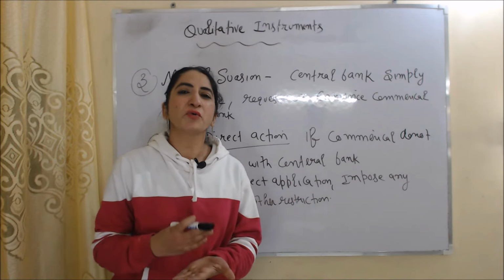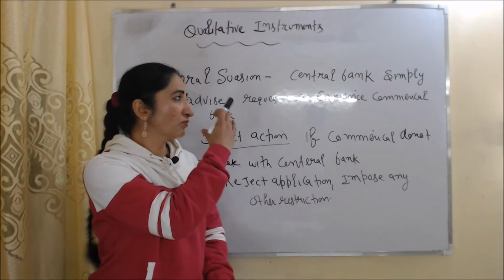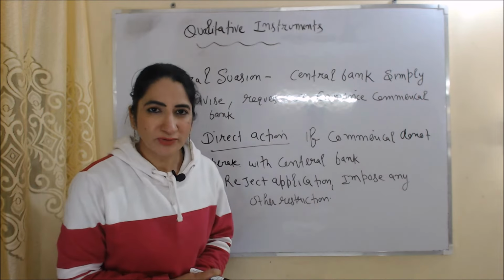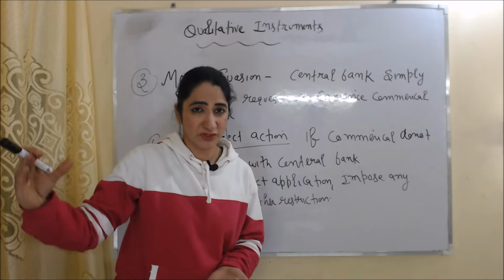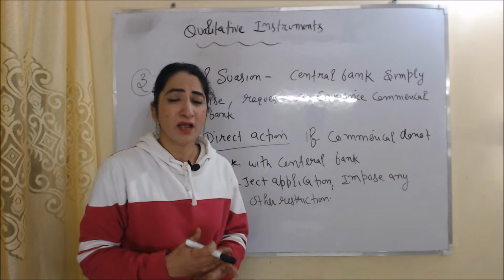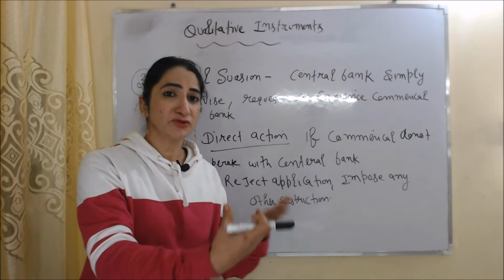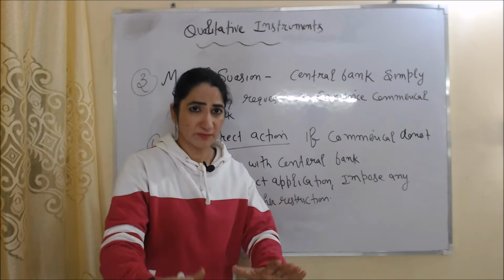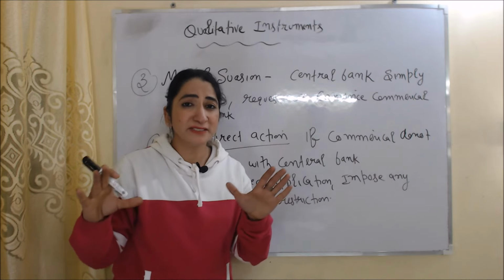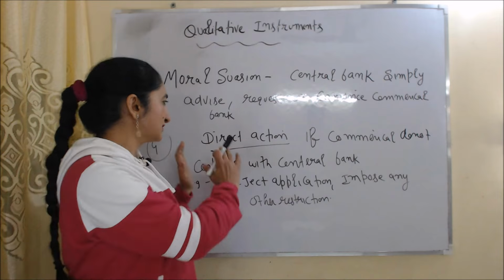Now we are going to talk about the next qualitative method. It's called moral suasion. Under moral suasion, central bank simply advises, requests or convinces commercial banks to control money supply. For example, money supply is continuously increasing. During this time period, central bank simply says to commercial banks, don't give more loans to public, please cooperate with us. Next method is direct action.